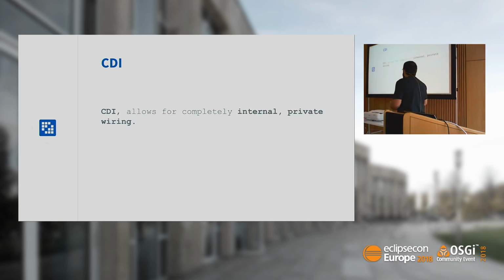On top of that, CDI allows complete internal private wiring. You can have 500 classes in your bundle. I don't recommend it, but you could. You can wire them together using inject inside your bundle, have a very complex structure, and none of that is exposed to the world. It's an internal concern. No one else needs to care.